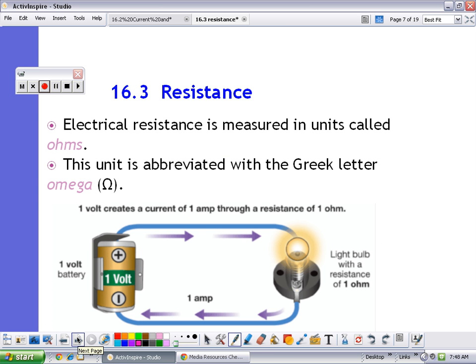Electrical resistance is measured in units called ohms. This unit is abbreviated with the Greek letter omega, which kind of looks like a horseshoe. When you measure that, 1 volt creates a current of 1 amp through a resistance of 1 ohm. We are not going to get into the mathematics topics of this.